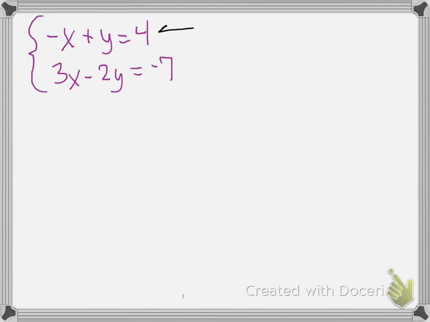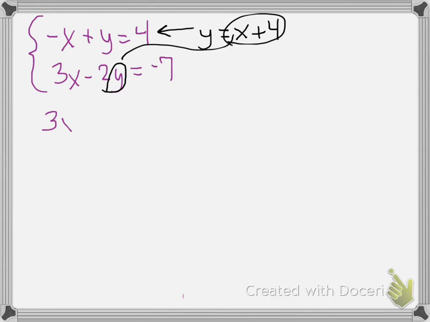So I'm going to solve for y on this one. So that means my x is going to move over. I'm going to have to add x to each side, which makes it a positive x plus 4. I'm going to take this and put it right into the y. So I'm going to get 3x minus 2 times the quantity x plus 4 equals negative 7. So I'm going to have to use the distributive property.